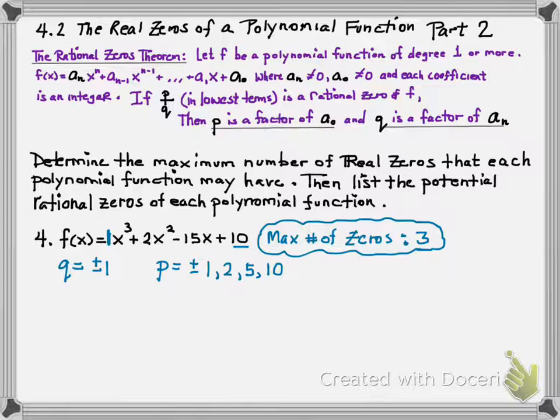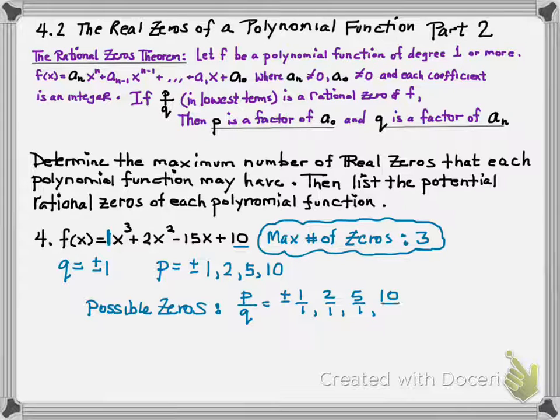Now, the possible zeros are going to be your P over Q. So I'm just going to write that down. Possible zeros. That's going to be your rational numbers, P over Q, and don't forget to reduce. You're going to reduce all your fractions and write them in lowest terms. So that's going to be, first of all, plus or minus 1 over 1, 2 over 1, 5 over 1, and 10 over 1.